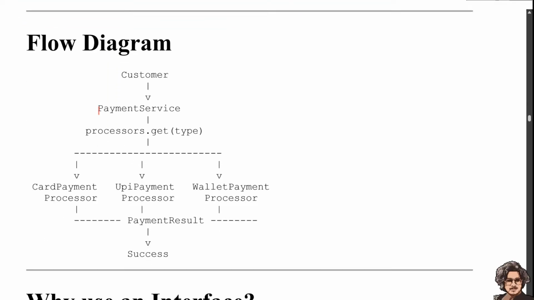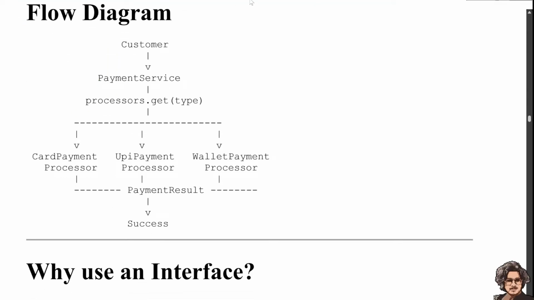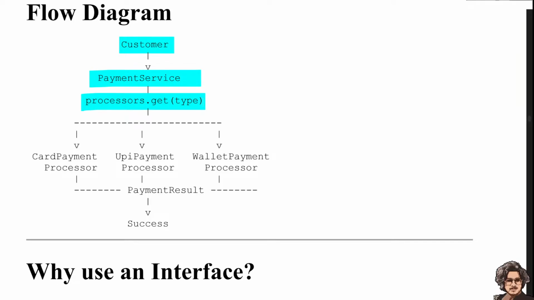If you ask how the design flow looks, we have a customer who goes through the payment service. First, the processor is fetched by payment type, meaning through which processor he wants to pay. If he wants to pay by card, it will follow this path. If the payment result is successful, it will return the successful path. If it follows the UPI payment method, it will show the payment result and that gets successful. If it follows the wallet payment method, it works the same way. So this is as simple as you think.